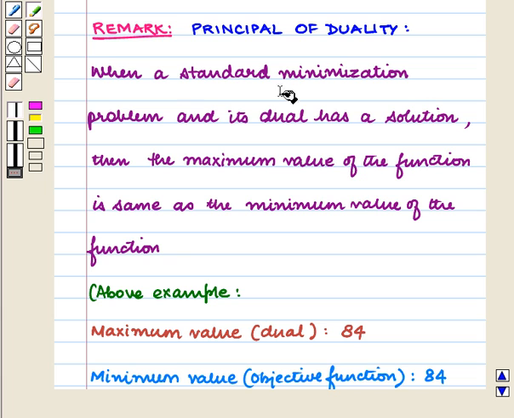Also note that when a standard minimization problem and its dual have a solution, then the maximum value of the function is the same as the minimum value of the function. This is called the principle of duality. Like in the above example, the maximum value by solving the dual is 84 and the minimum value of the objective function is also 84.